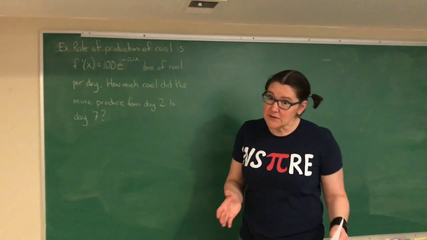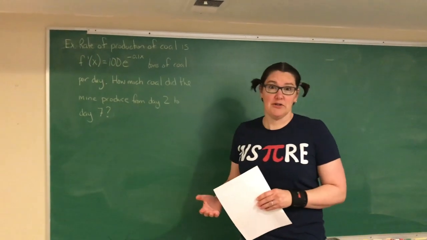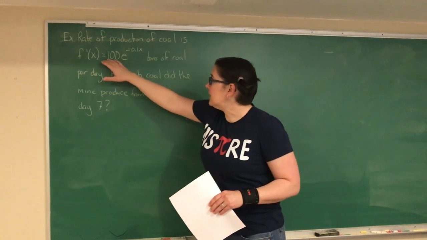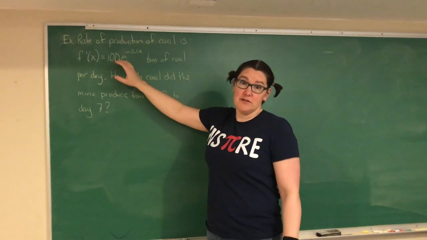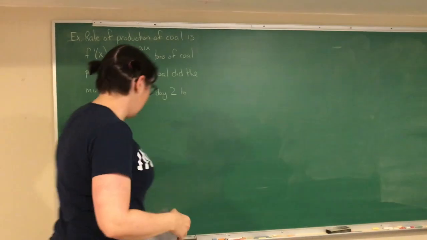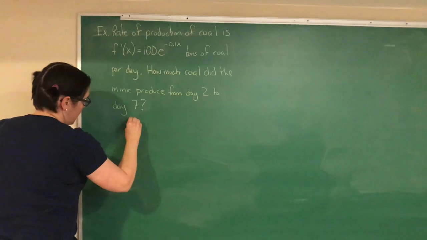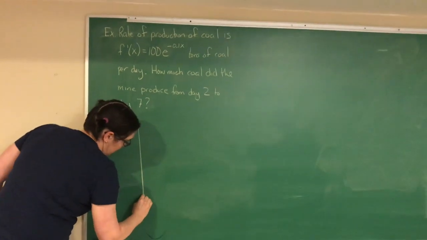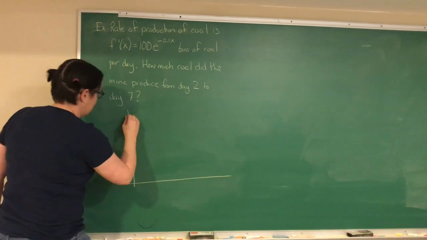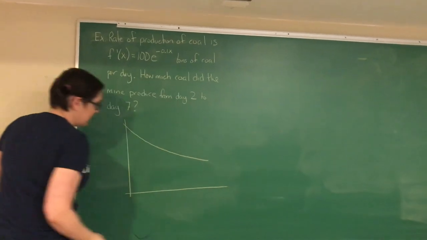Okay, so in our first example, we were told that the rate of coal production was 25 tons per day. But here we have something where our rate of coal production changes depending on the day. So it might make sense for us to take a look at what this graph looks like. So you might want to graph this function on your calculator. I did this ahead of time, and this is the graph that I got, and you should maybe double check that you get the same graph that I do. But the picture looks something like this.